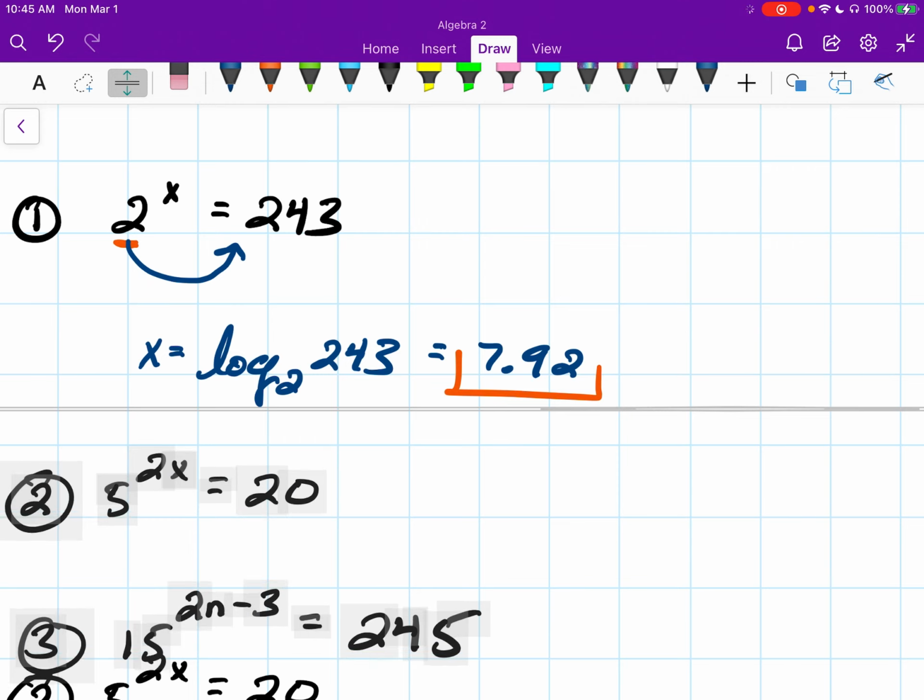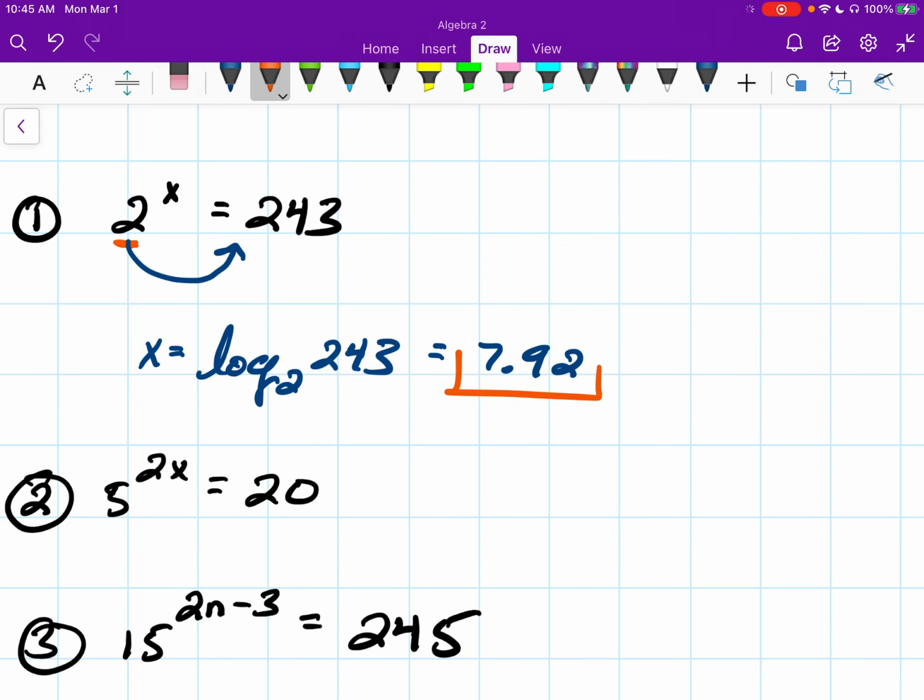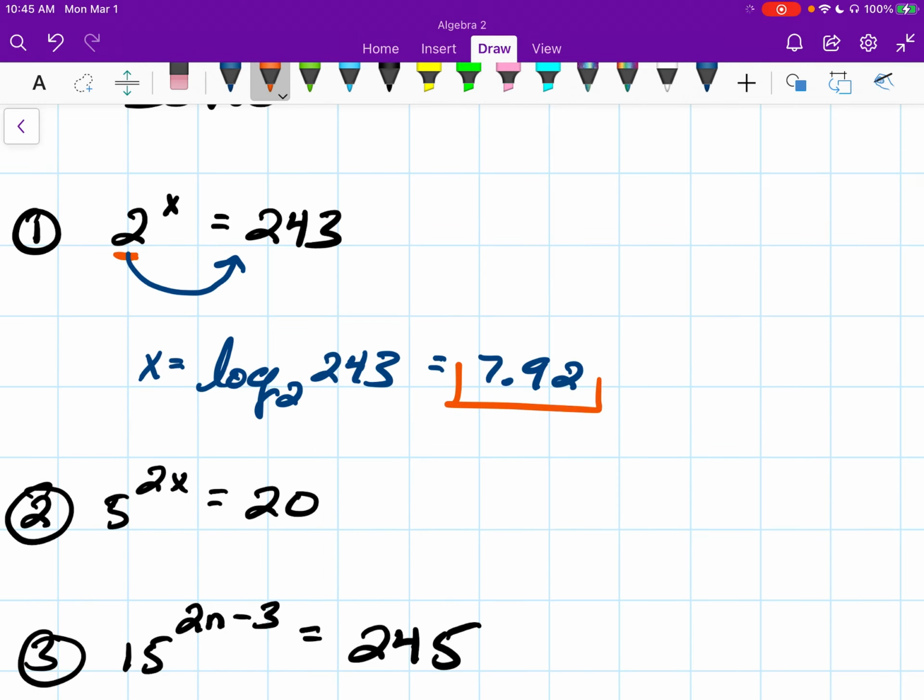It'll be very beneficial to have a graphing calculator where you can do different bases. If you're using just a plain old TI-30, you're going to have to convert these into base 10 every time. And you could do that. That would be log base 10 of 243 over log base 10 of 2. You can type that in like that. It's just much faster to do it the other way.